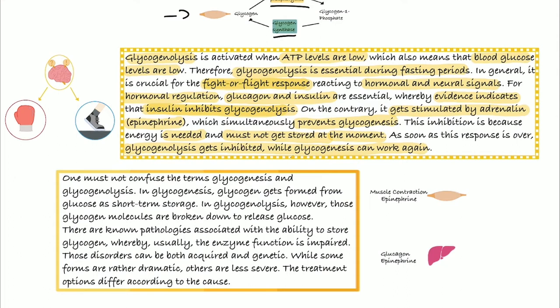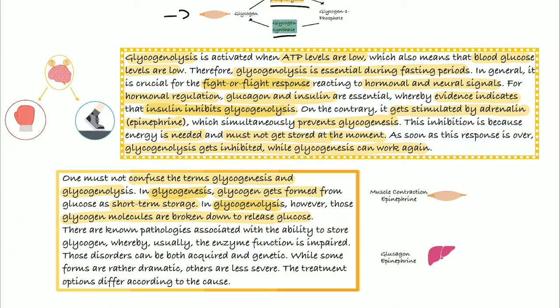So you might be a bit confused about the terms glycogenesis and glycogenolysis. Glycogenesis is when glycogen gets formed from glucose. In glycogenolysis, we break down those glycogen molecules to release glucose. So you mustn't confuse those terms.